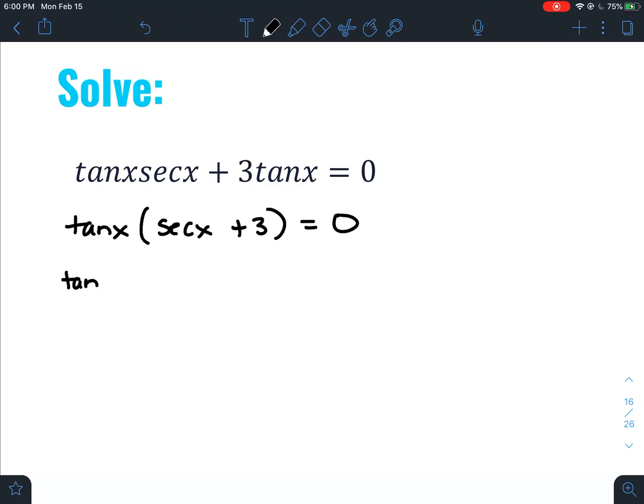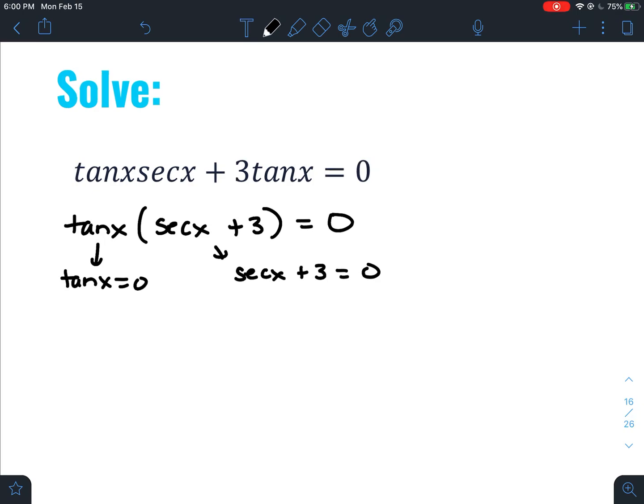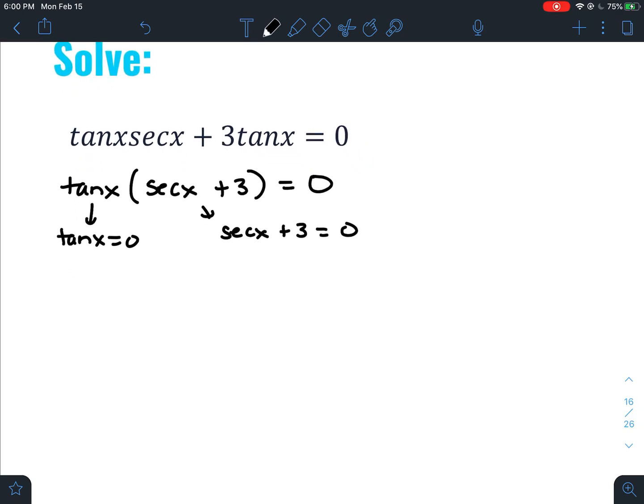So now either tangent x is equal to 0 or secant x plus 3 is equal to 0. Well, remember, tangent x, you only need to get one solution, and tangent is 0 at 0, so that's going to give me 0, and then plus or minus the period k. The period for tangent is pi, so those solutions would be 0 plus or minus pi k.